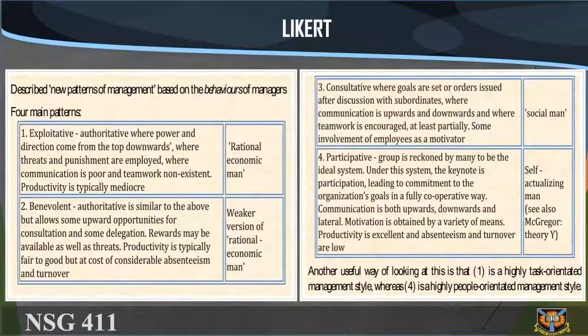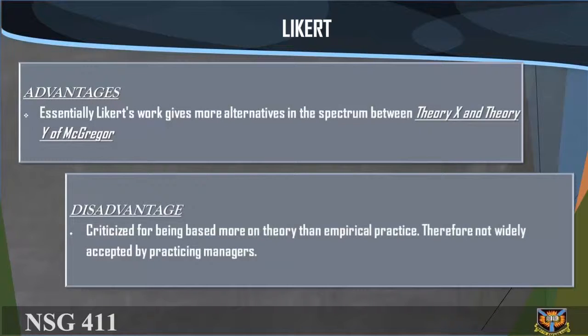Another useful way of looking at this is that 1 is a highly task-oriented management style, whereas 4 is a highly people-oriented management style. Advantages. Essentially, Likert's work gives more alternatives in the spectrum between Theory X and Theory Y of McGregor.